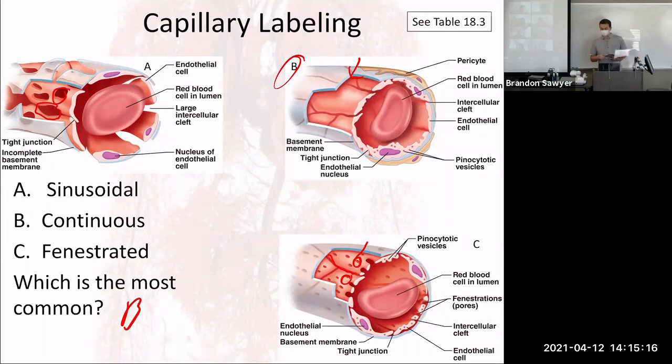All right, any questions about any of that? We got arteries so far, we got capillaries. We'll move into veins next.